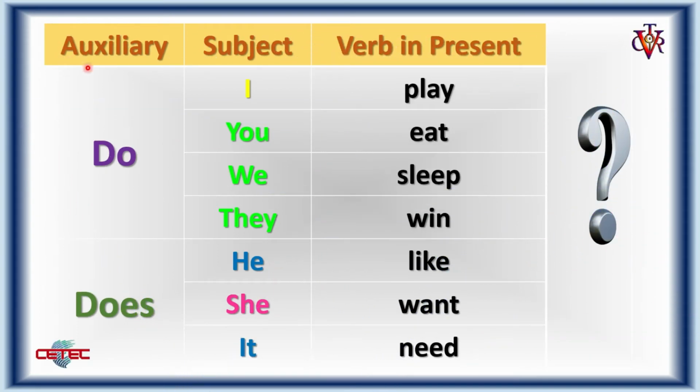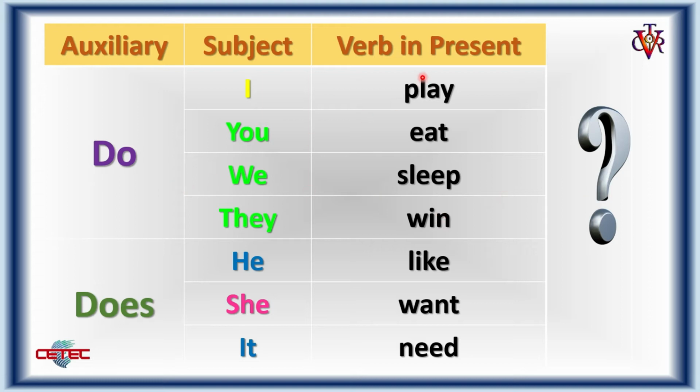Now we're going to check how we can create a sentence in an interrogative form. Now the auxiliary do, and those are going to be first the subject and then the verb in present. Don't forget a question mark at the end. Here, do plus subject and verb in present. Do I play? Do you eat? Do we sleep? Do they win?